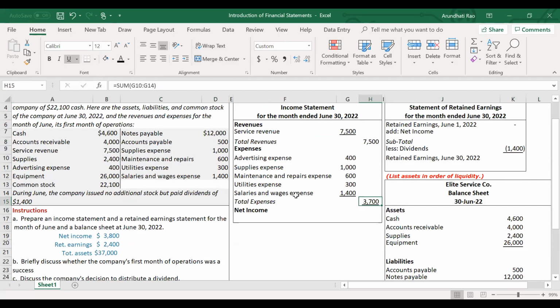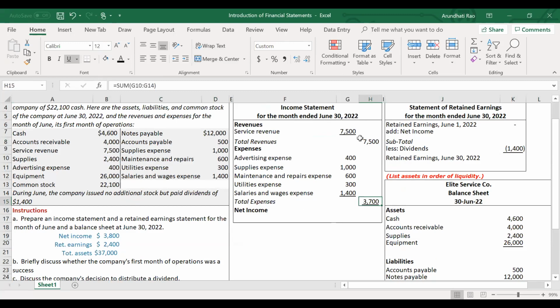So the largest expense would be listed first. Salaries and wages expense would be listed first. Supplies would be listed second, then maintenance, then advertising, then utilities, to give a sense of importance where I'm spending my money. But it is not necessary. You could list it alphabetically. Any random order doesn't matter. To make life easy, I just put them in the order in which I see them.